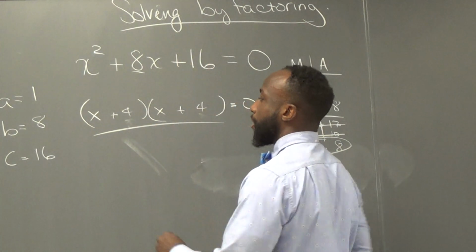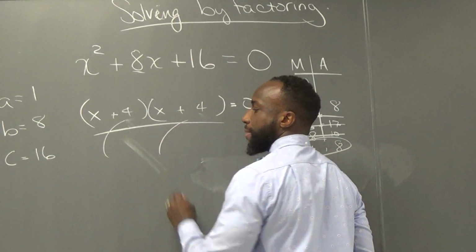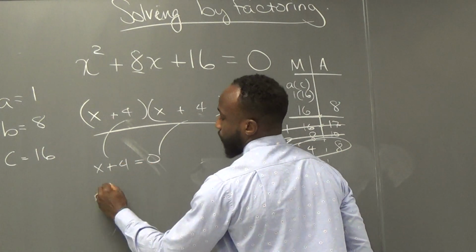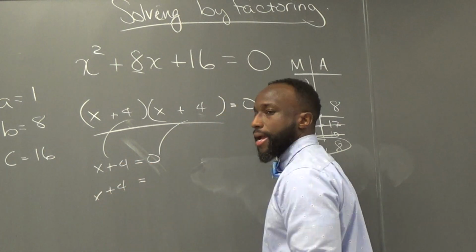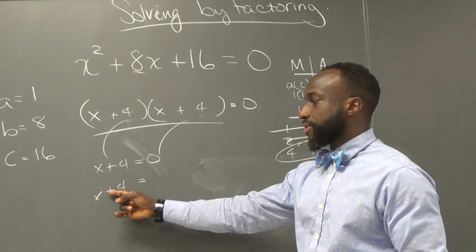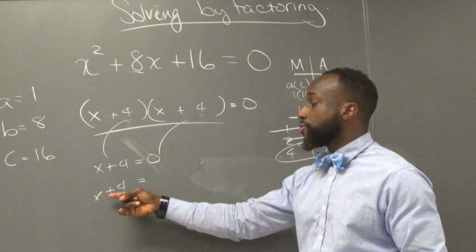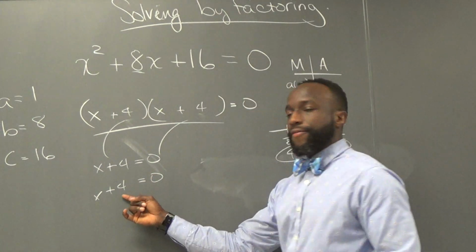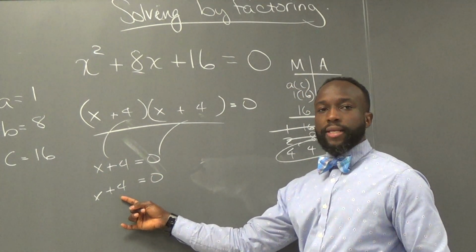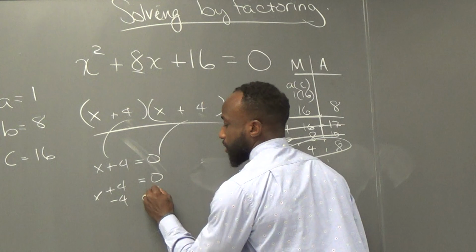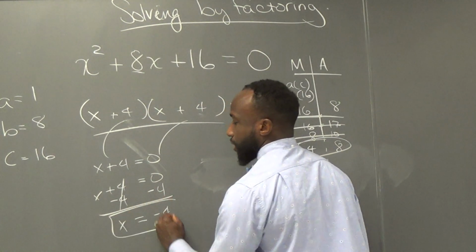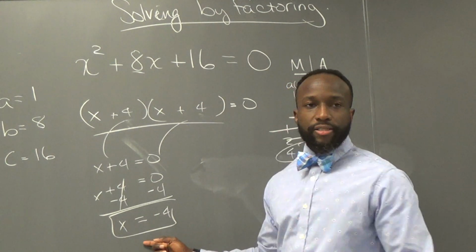Now we have to solve. When we solve, we set each factor equal to 0. So it'll be x plus 4 equals 0 and x plus 4 equals 0, which is the same thing. Alright? Now in order to solve this, we have to get x alone. So we move 4 over to the other side of the equal sign. If it's positive here, it needs to be what? Negative. So we subtract 4 from both sides. And so now x equals negative 4. And since it's the same here, that's your solution.